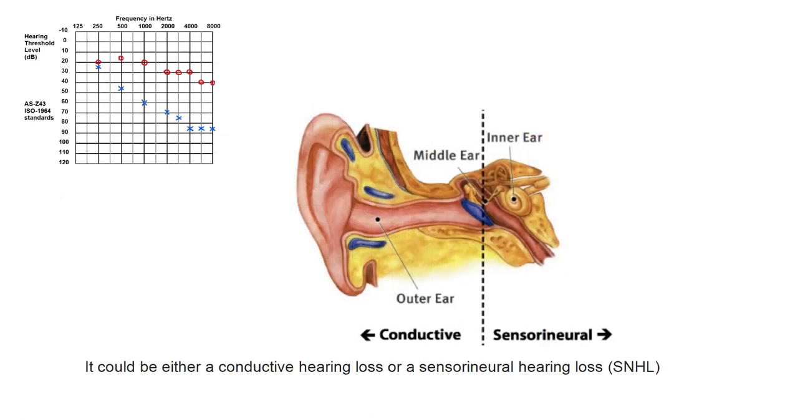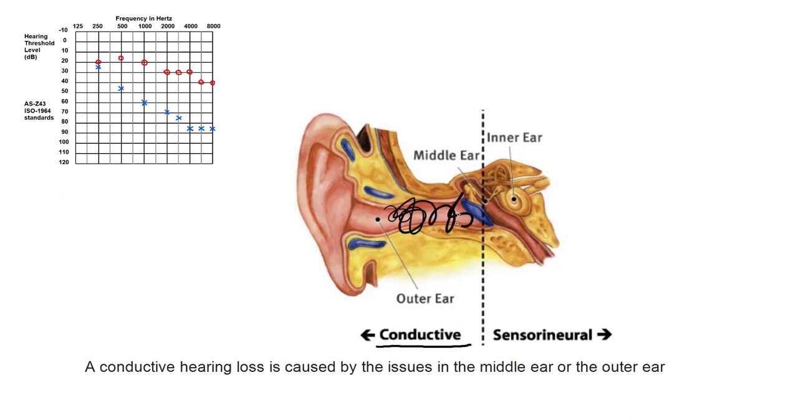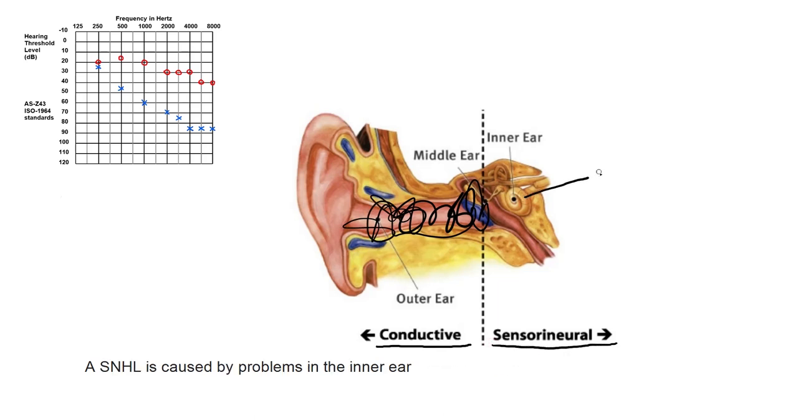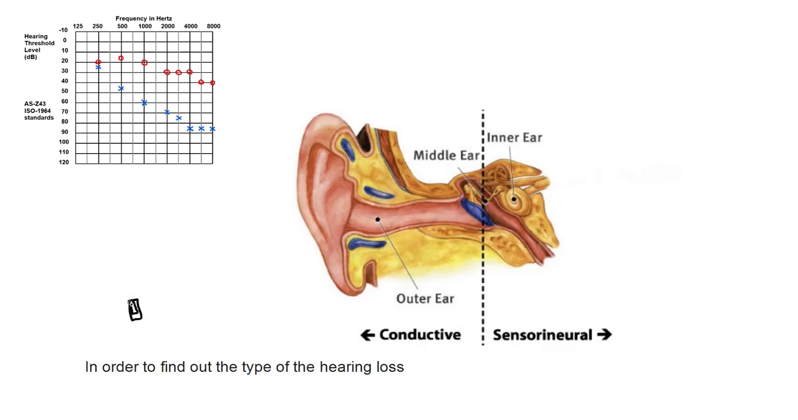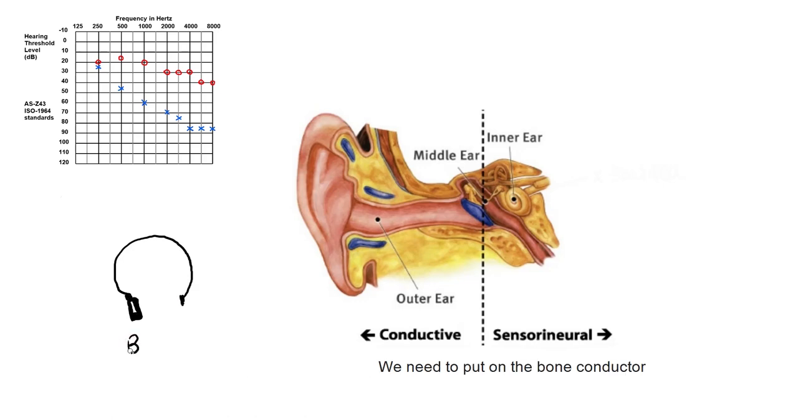It could be either a conductive hearing loss or a sensorineural hearing loss. A conductive hearing loss is caused by issues in the middle ear or the outer ear. A sensorineural hearing loss is caused by problems in the inner ear, the cochlea, or the hearing nerve. In order to find out the type of the hearing loss, we need to put on the bone conductor.